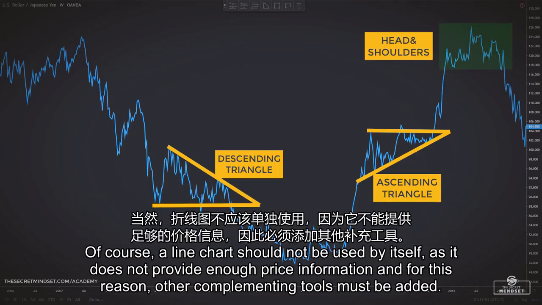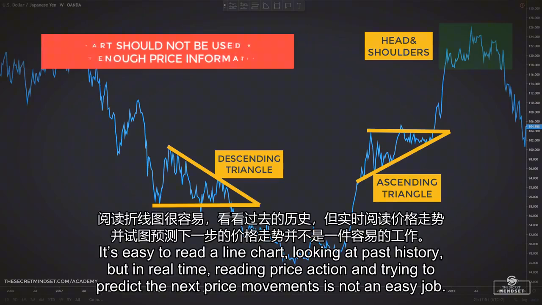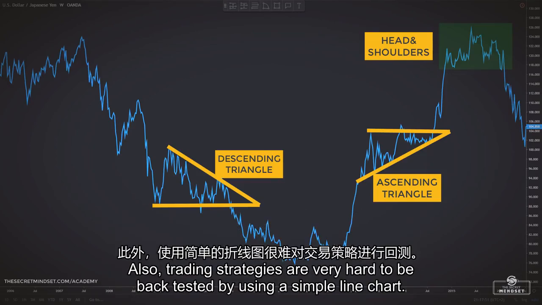Of course, a line chart should not be used by itself, as it doesn't provide enough price information, and for this reason, other complementing tools must be added. It's easy to read a line chart looking at past history, but in real time, reading price action and trying to predict the next price movements is not an easy job. Also, trading strategies are very hard to be backtested by using a simple line chart.